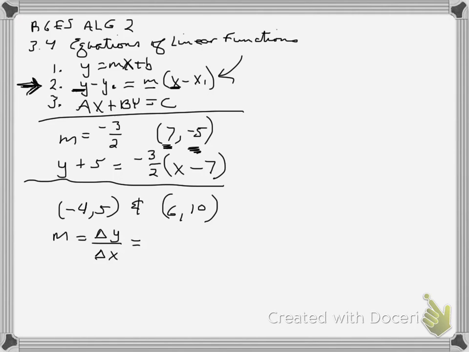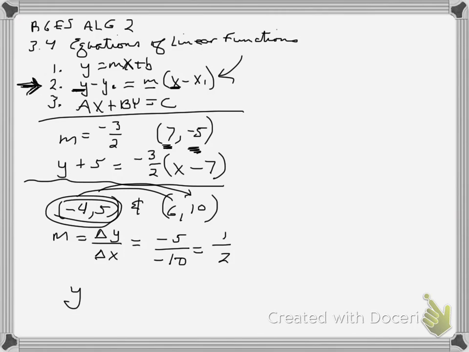The rise would be the y value. So I could start with either point, but if I say 5 minus 10, that would be negative 5. For the x, I've got negative 4 minus 6, which would be negative 10. And so my slope would be 1/2. And now I could plug in, choosing either point from above. It doesn't really matter. I'll choose this one.